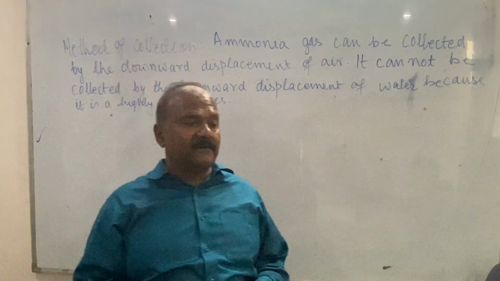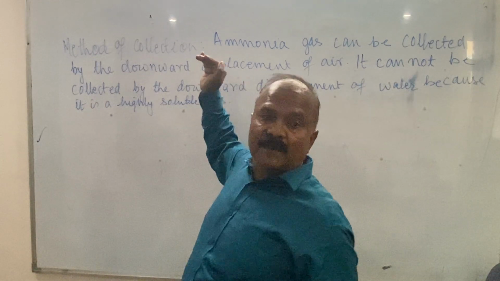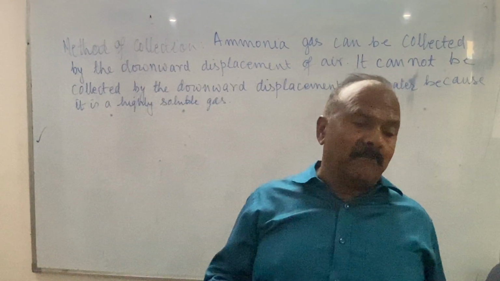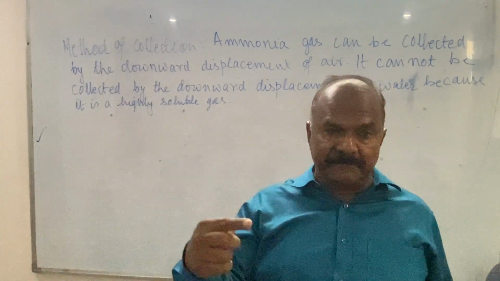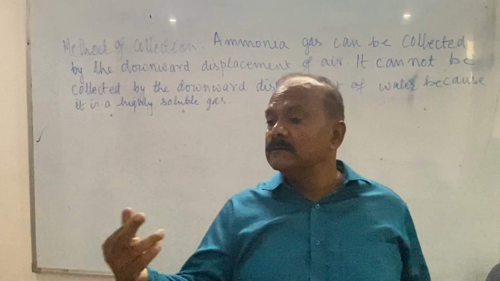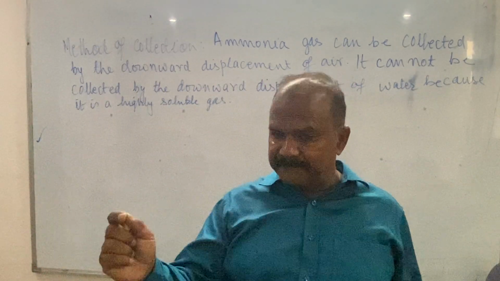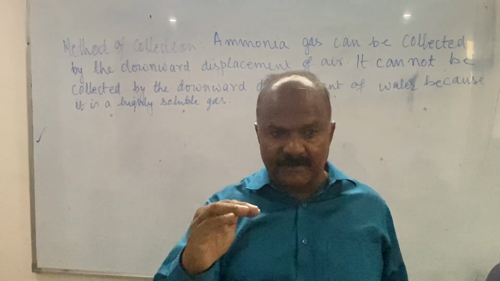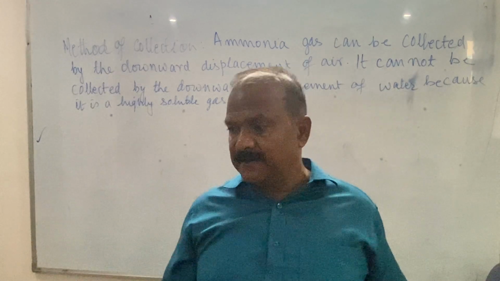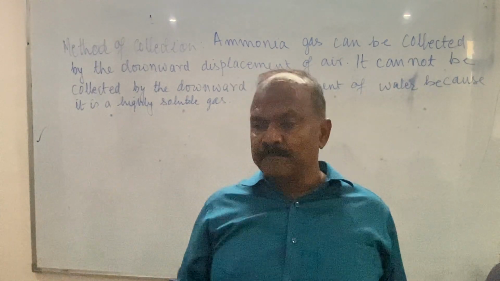Identification of ammonia. Ammonia gas is prepared. How will you come to know that there is ammonia gas formed? Bring a moist red litmus paper near the mouth of the gas jar. It will turn blue. This shows that ammonia gas is basic in nature.